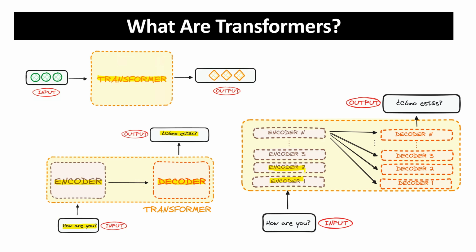Encoder 1, encoder 2, encoder 3, and up to N. In the paper called Attention Is All You Need, they mention the number of encoders should be 6. Same thing for the decoder, starting from 1, 2, 3, and up to N. And also in the encoder and the decoder, they're using a mechanism called multi-head attention, starting from self-attention. And see, we have some data passing from the encoder to the decoder.